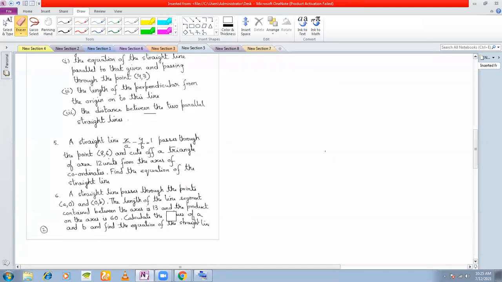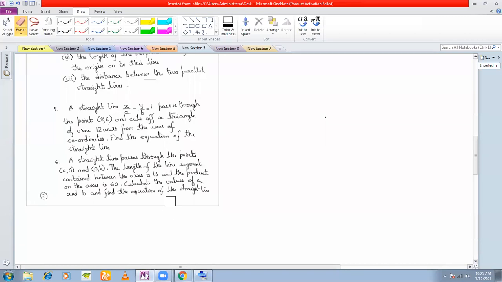Moving on to the next problem, number 5. The straight line x by a minus y by b is equal to 1 passes through (8, 6) and cuts off a triangle of area 12 units from the axes of coordinates. Let's draw this and see how it turns out.